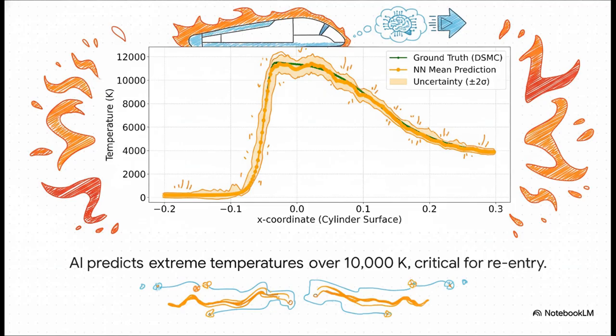And finally, maybe the most critical piece of the puzzle for vehicle design, temperature. At Mach 15, the friction and compression get so intense that temperatures just skyrocket. And as you can see, the AI correctly predicts temperatures soaring past 10,000 Kelvin. To put that in perspective for you, that is hotter than the surface of the sun. This is the proof right here that the AI can handle the extreme physics you absolutely have to get right for designing safe re-entry vehicles.